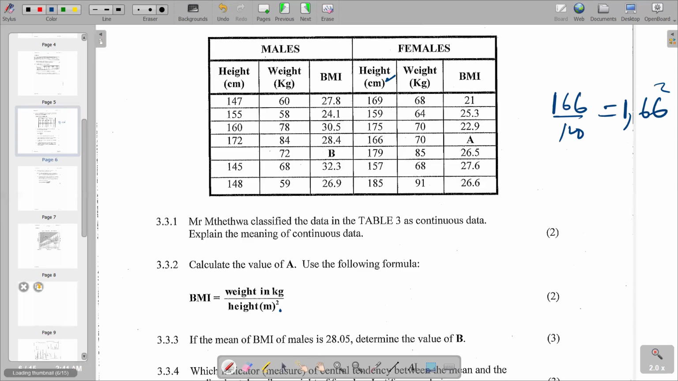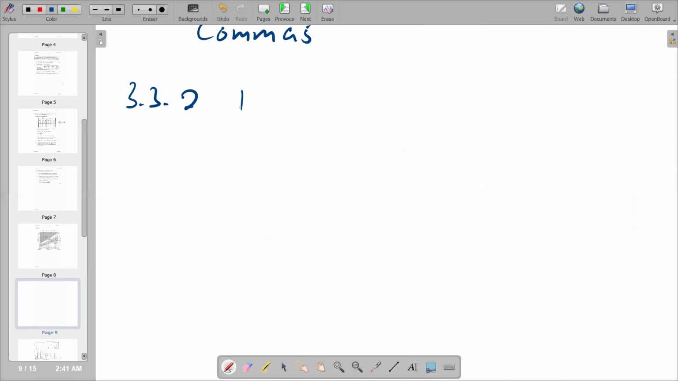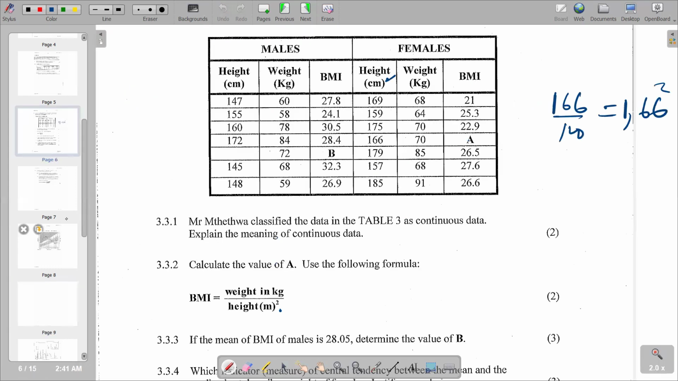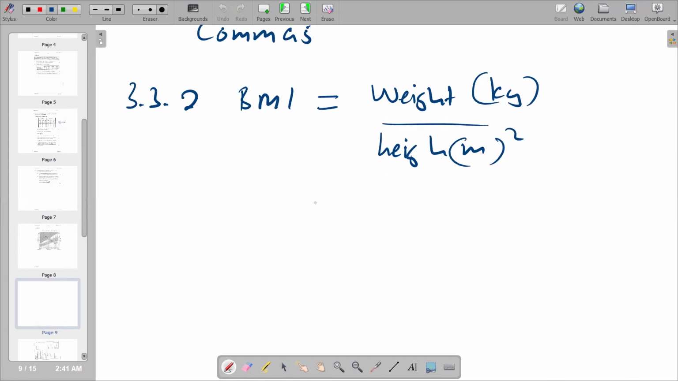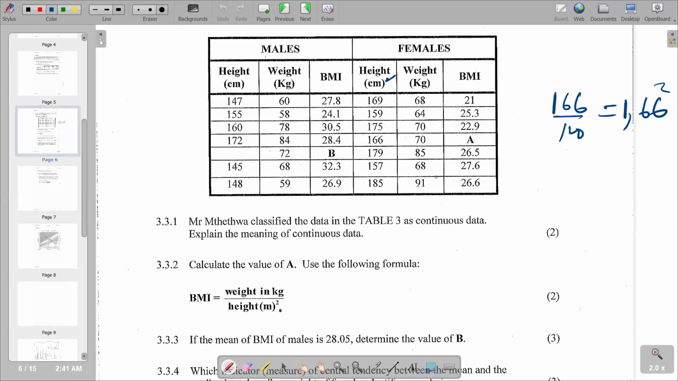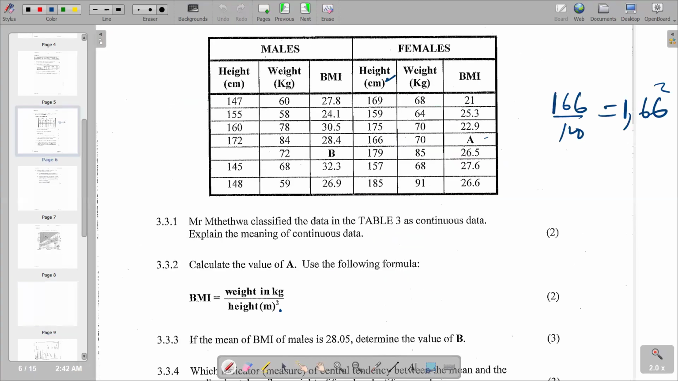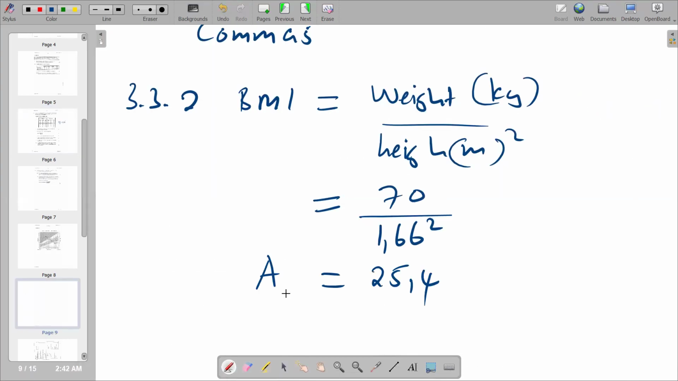So we come to the answer section and present it in such a way, by saying information given, and then weight over height, which is in meters squared. So the values that we have, remember, we're saying it's 70 divided by 1.66 squared. And we do that to see that the answer that we are supposed to get becomes 20. Remember, the calculation that we are making is for A. So this is our A.